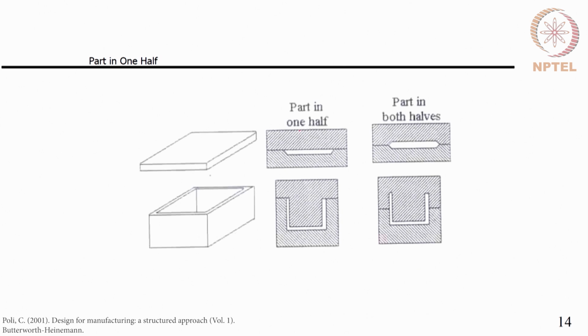So, part is in one half and part is in both halves. This is an example. So, here the part depth increases, whereas here the part depth in each cavity is less. So, depending upon the choice of where we place this parting line, the cost of manufacturing the core plate and cavity plate will change.